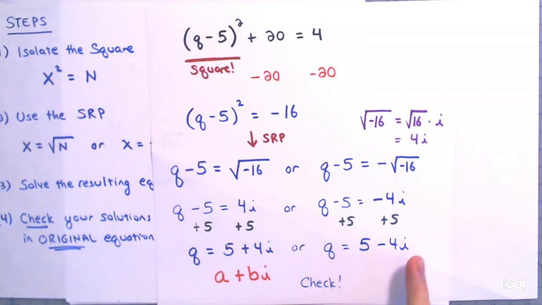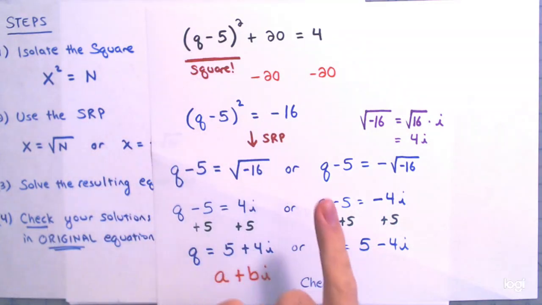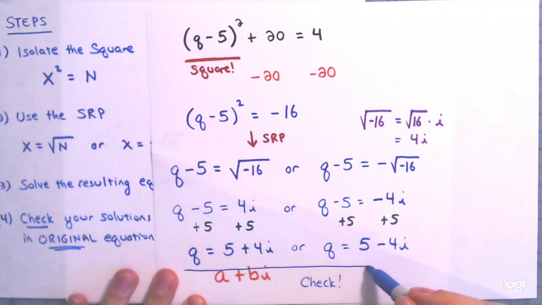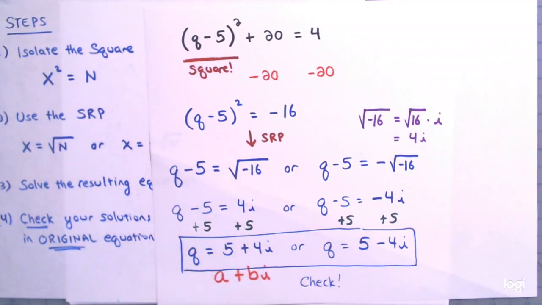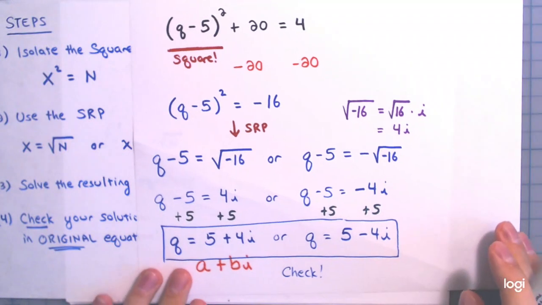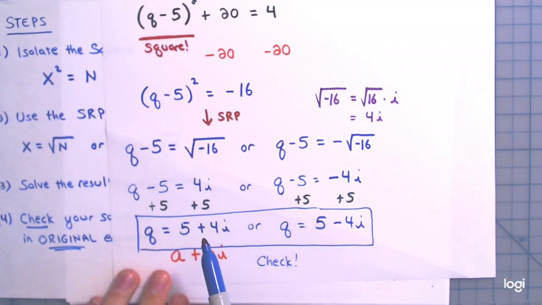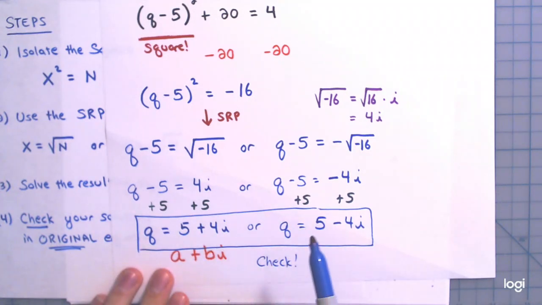And the same thing would happen with 5 minus 4i. The 5 would get subtracted, and then negative 4i, when squared, would be, again, 16i squared, or negative 16, and then plus 20 is 4. So both of these work back in my original equation, q equals 5 plus 4i, or q is replaced by 5 minus 4i. Both are good solutions. And look, now these I can do the plus or minus thing with. They look exactly the same, except there's a plus here, minus there.